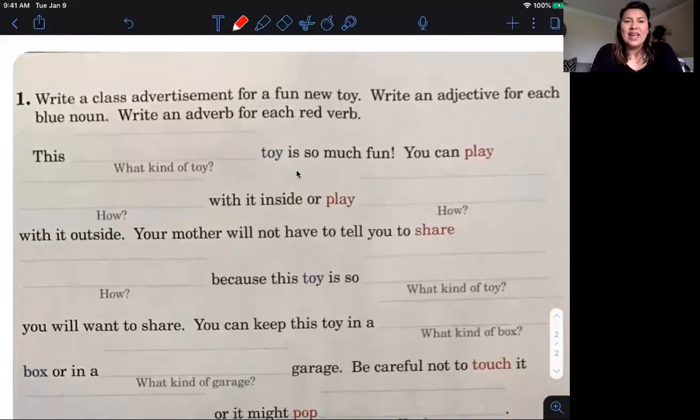Okay, let's read it. Write a class advertisement for a fun new toy. Ooh, this is cool. Write an adjective for each blue noun and write an adverb for each red verb. So the nouns are blue, the verbs are red, and it's kind of like a Mad Lib. Remember at the beginning of the year and a couple of times throughout the year we've done Mad Libs where you get to write the verb and the adjective. So this is basically like a Mad Lib. We get to write this advertisement for a cool new toy. Are you ready? This blank toy is so much fun.